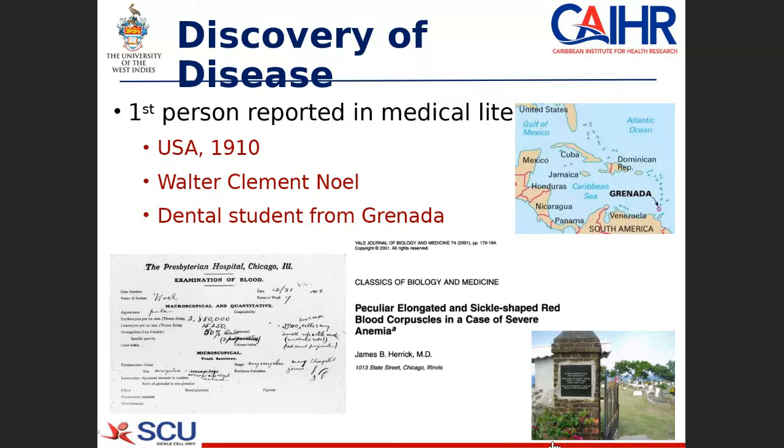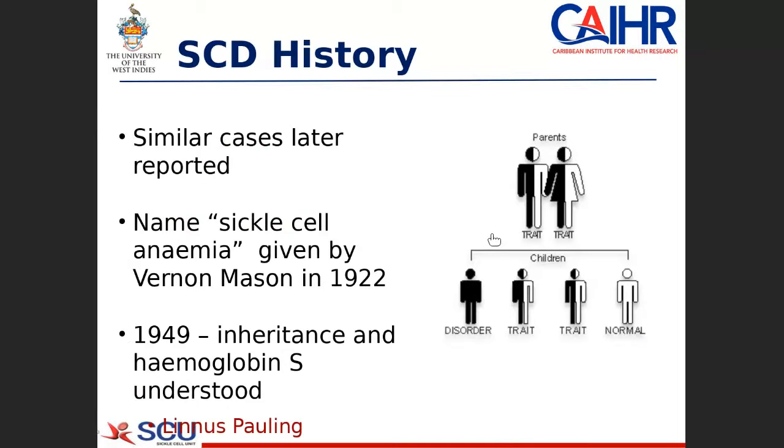Following on from Walter Clement Noel, other cases were reported. It wasn't given the name sickle cell anemia until about 1922, and it wasn't until about 1949 that the inheritance and the issues related to hemoglobin S were understood.